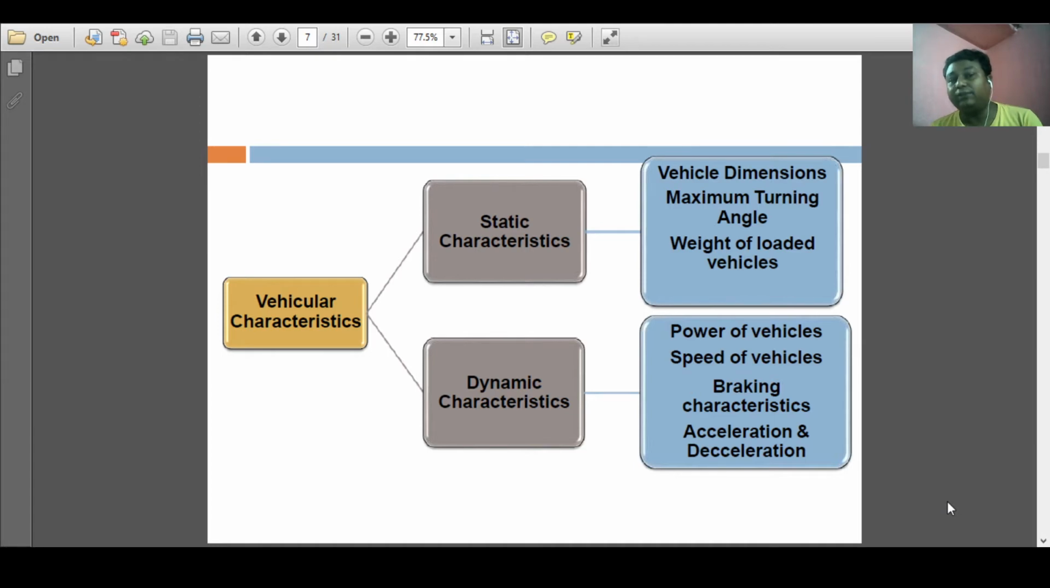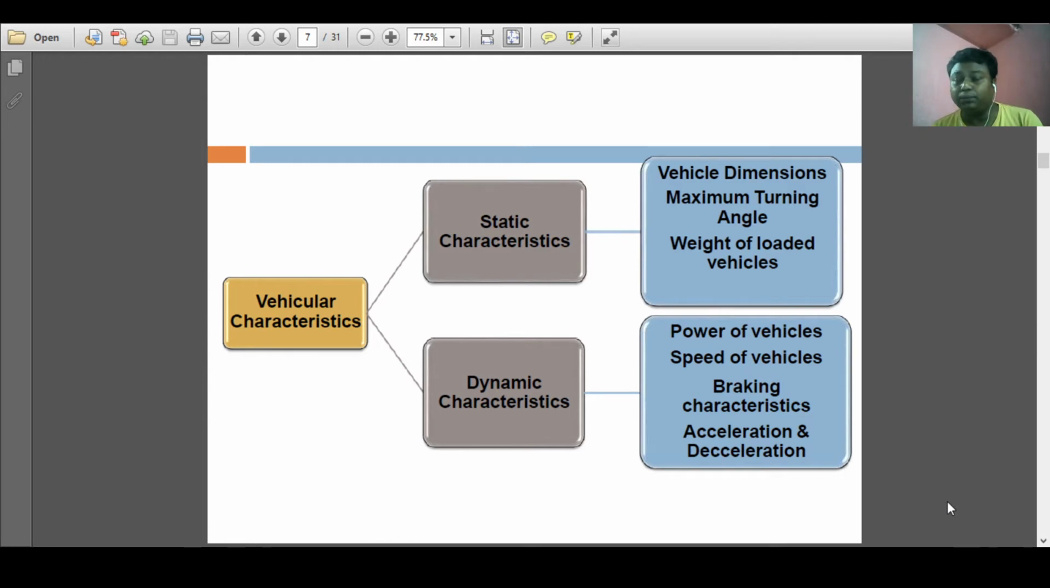So next is the vehicular characteristics. Vehicular characteristics are of two types. One is static, one is dynamic. When is it static? When the vehicle is stopped at a particular location. For that case, there are some static characteristics. And when the vehicles are moving on the road or in the area, then it is the dynamic characteristic. So in static characteristics, basically the vehicle dimension, maximum turning angle, and weight of loaded vehicles come into the picture.